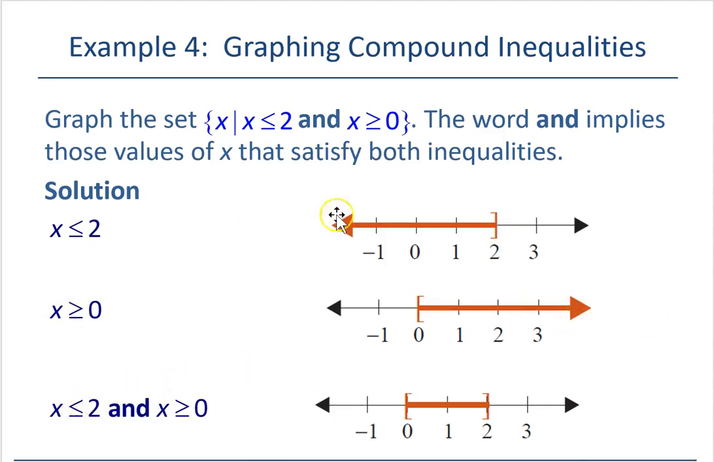Whenever we graph these, notice this is what we get right here. This is where they intersect. Where are they the same? That's why they're using and. If this was a huge circle, this is one set, this is another set, and this is where they would intersect. The union of these would literally just be all real numbers.